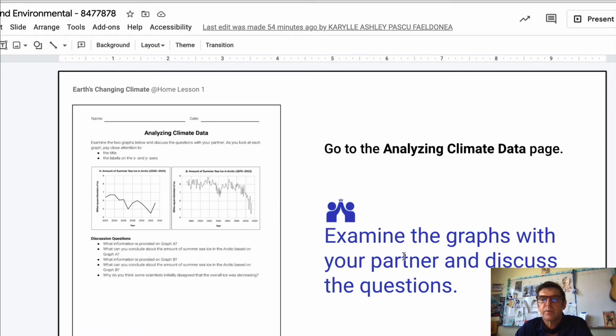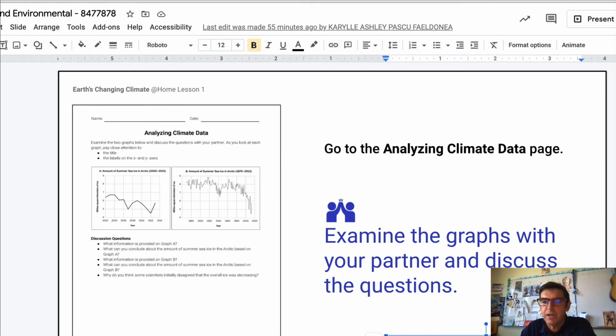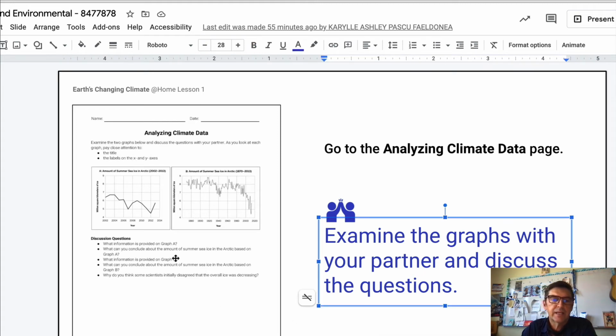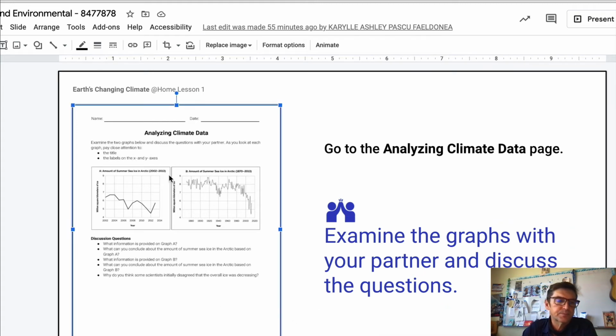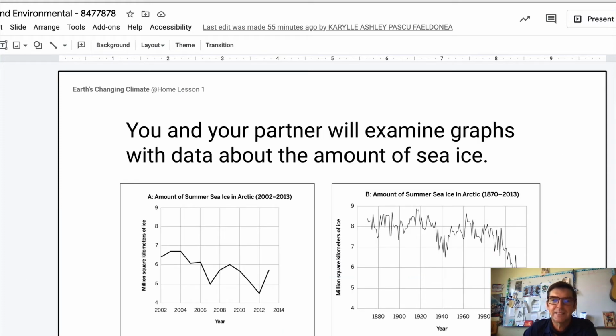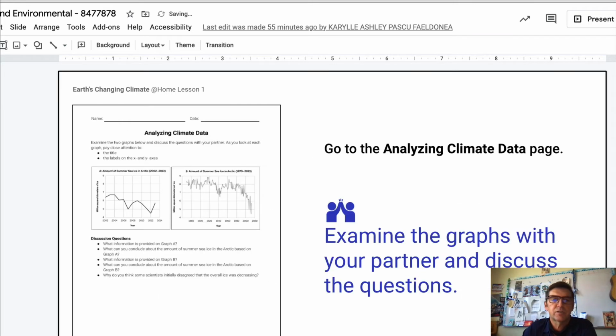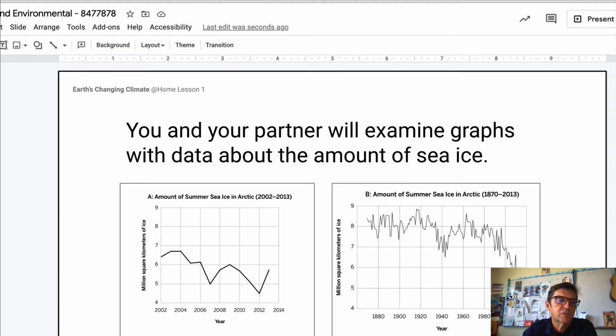Go analyze the climate page. Go to the Analyzing the Climate Data page. Examine the graphs with your partners and discuss the questions. So the Analyze the Climate Data page might be here. Let me see. Sometimes they're in here. I don't think they are. I think they're talking about these, which is the same as these. Notice, much easier to see them here. And so we're making this work because you're not in class. Here's the questions, but remember, if you want to see them clear, there's the charts.